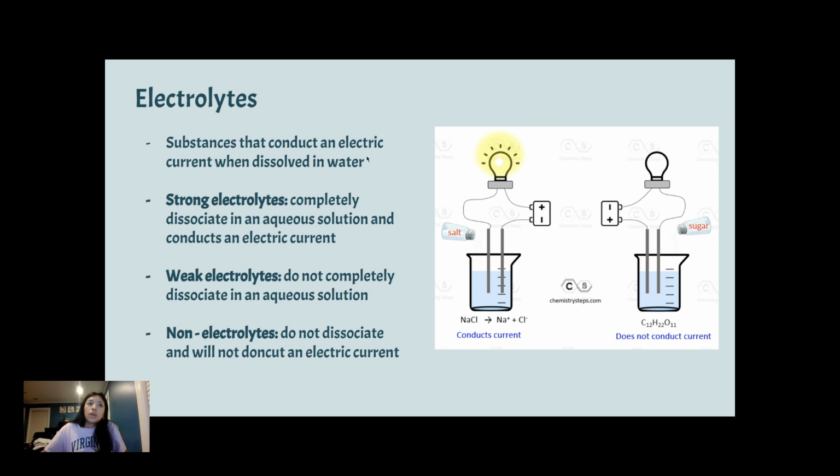Okay, electrolytes. Electrolytes are substances that can conduct an electric current when dissolved in water. Strong electrolytes will completely dissociate in an aqueous solution and they conduct an electric current. Weak electrolytes do not completely dissociate in an aqueous solution, and non-electrolytes will not dissociate and will not conduct electricity.